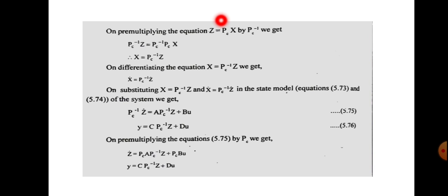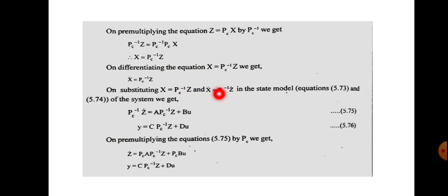The derivation is that we know that z equal to Pc into x. That is the transformation we are using. Here we are multiplying it with Pc inverse. So we will get Pc inverse z equal to Pc inverse Pc into x, and this will become 1. So we will get x equal to Pc inverse into z. If we differentiate this equation, we will get x dot equal to Pc inverse into z dot. So x equal to Pc inverse z is one equation and x dot equal to Pc inverse z dot is another equation.